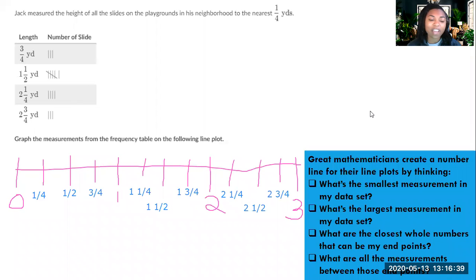Welcome back. So by now you should have created the number line for your line plot. Compare yours to mine. Are they the same? If not, think, what do you have to do differently? If you think you're ready, explain to yourself. You should be able to explain, why does my number line start at 0 and end at 3? Why did I write 1/2 and not 2/4?